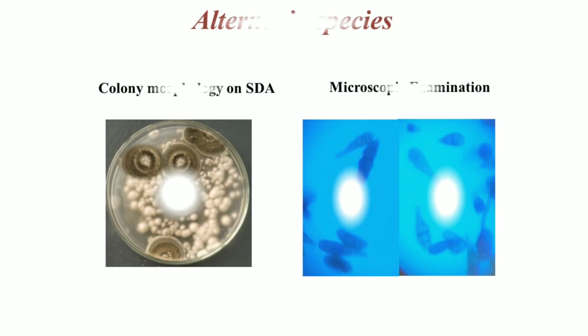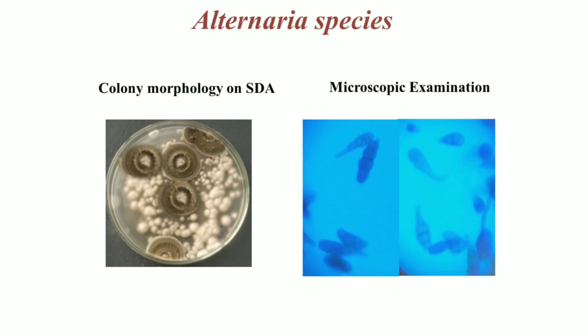Alternaria species. Colonies brown to dark brown, grey or black green. Mycelium dark brown to grey or black green. Microscopic examination. Presence of conidiospore.